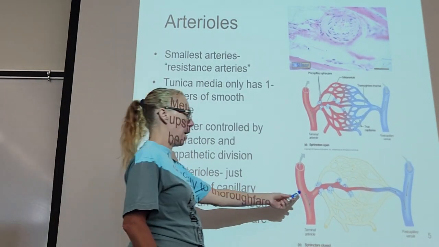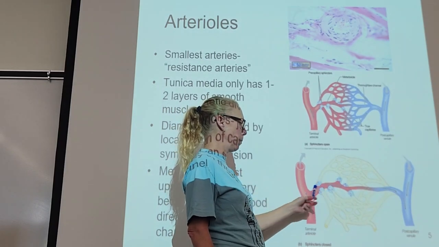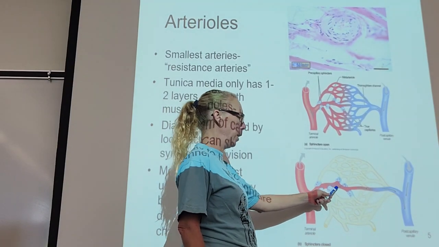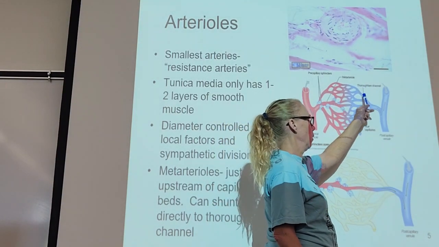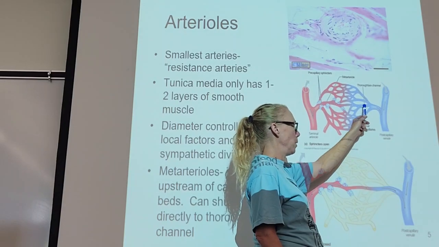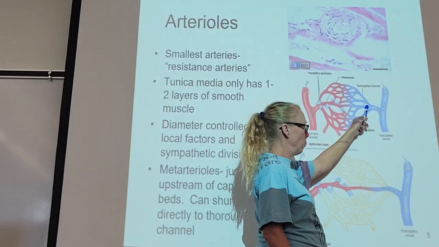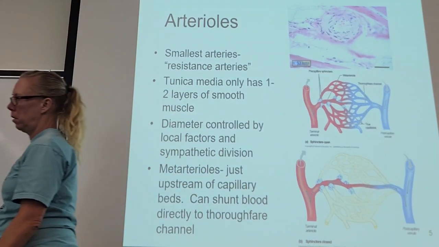So if a meta-arteriole, okay, if the precapillary sphincters are closed, the meta-arteriole will shunt blood into what's called a thoroughfare channel. So a thoroughfare channel lives on the venous side of the capillary bed, kind of after exchange has happened. And the thoroughfare channel is what leads the blood into the venous system. Okay.